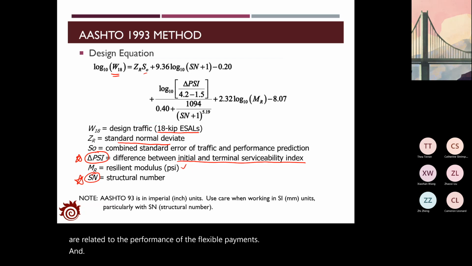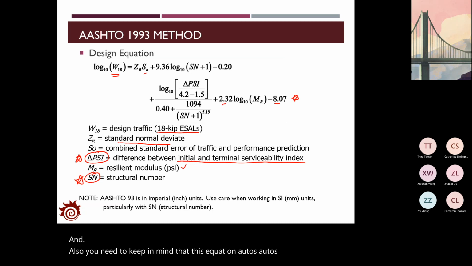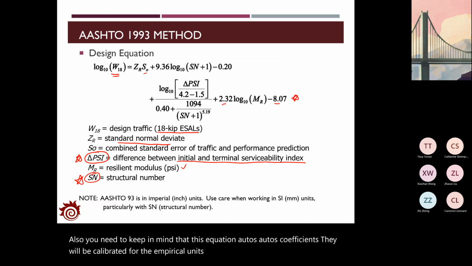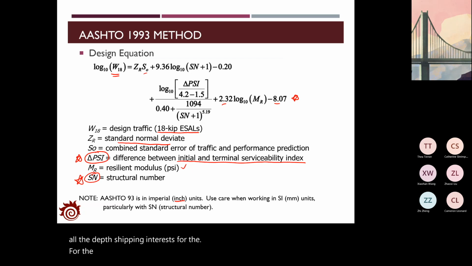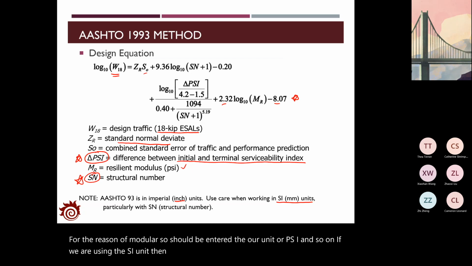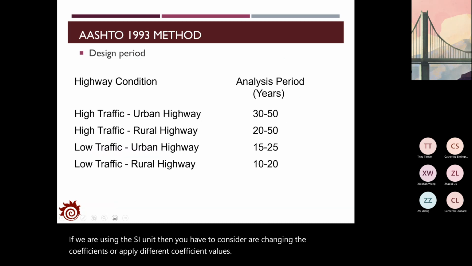Also, you need to keep in mind that in this equation, all those coefficients are calibrated for empirical units. So the length, or depth, should be in inches. For the resilient modulus, it should be in units of PSI and so on. If we are using SI units, then you have to change the coefficients or apply different coefficient values. So those would be the design factors we have to consider for the flexible pavement with the AASHTO method.